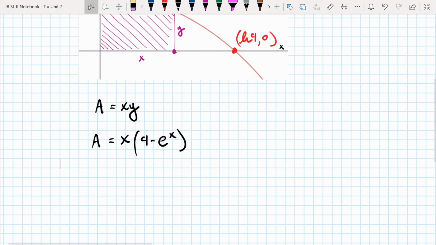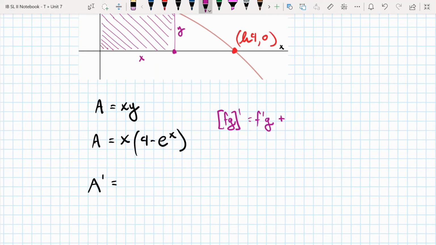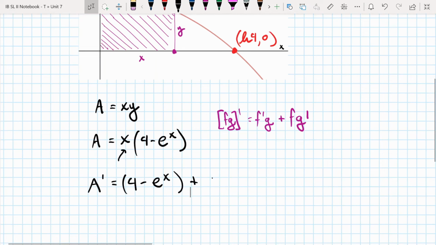Okay, now let's take the derivative of this. To take the derivative, you can distribute this, but I think it's easier if we keep it as is, because we're going to go straight to the product rule. That is when we take the derivative of the product of two functions: it is the derivative of the first function times the second function, plus the first function times the derivative of the second function. So if we apply the product rule to this equation, we end up with 4 minus e to the x, because the derivative of this x here is 1, plus x times the derivative of 4 minus e to the x. Well, that will get you minus e to the x.